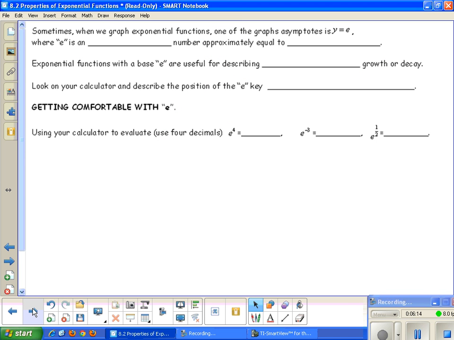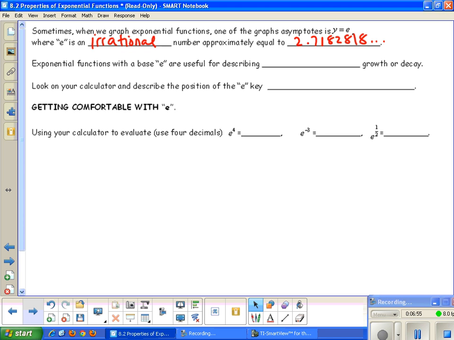The next part we're going to talk about is just a little bit off from that. Sometimes we graph exponential functions. One of the graph's asymptotes sometimes will end up being y equals e, where e is kind of like pi. Pi is an irrational number, so is e. And remember, irrational numbers are not repeating and you can't write them as fractions. So it's approximately equal to 2.7182818... It goes on and continues forever.